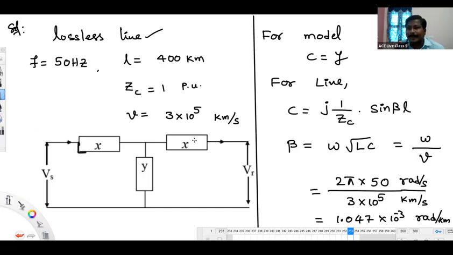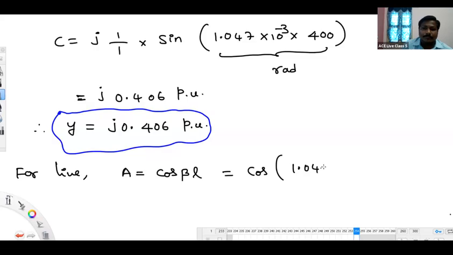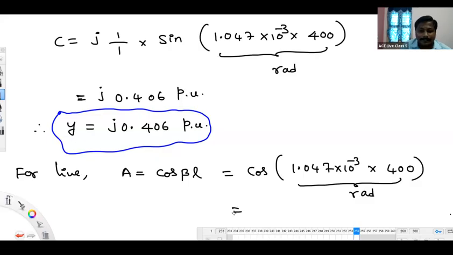We have to go with parameter A. What is parameter A of the line? For a transmission line, parameter A is cos beta L, with L equal to 400. Again, this angle is in radians. Cosine of this angle in radians. Tell me, how much is that A?